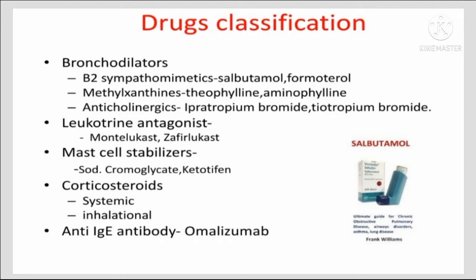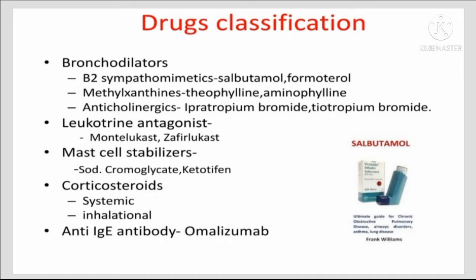Fourth one is corticosteroids. They are anti-inflammatory drugs. They are given to get relief from inflammation. Fifth one is anti-IgE antibody. They are given to decrease the production of IgE antibody, hence to relieve from type 1 hypersensitivity reaction.